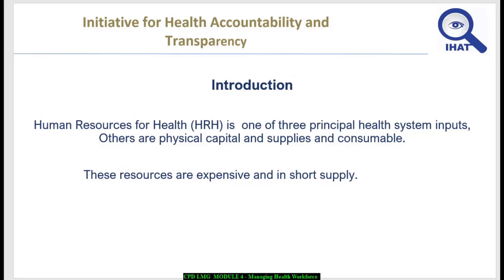Let us look at some basic issues on human resources for health, HRH. HRH is one of the three principal health system inputs. Others are physical capital, which includes the infrastructure and the equipment, and other capital projects, and also supplies and consumables. These resources are expensive and quite often in short supply. Therefore, the issues of managing priorities will continue to be a recurrent issue in health system management.